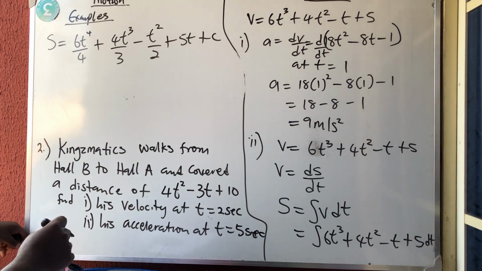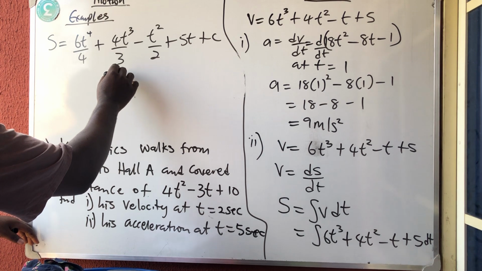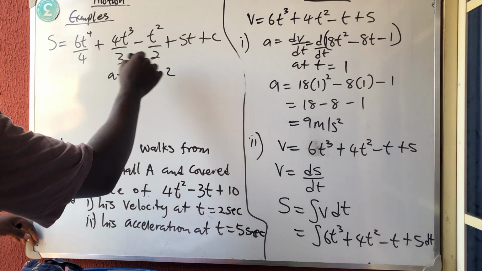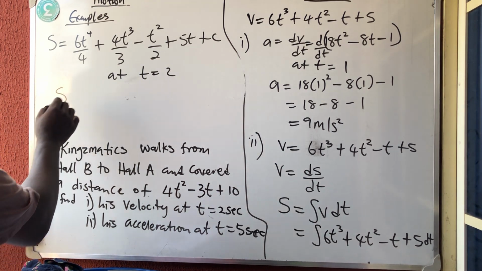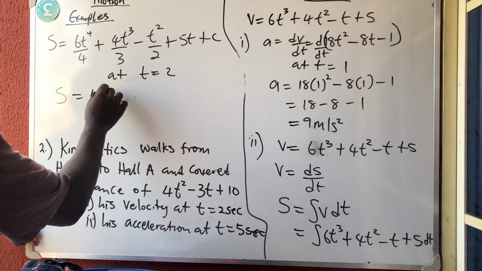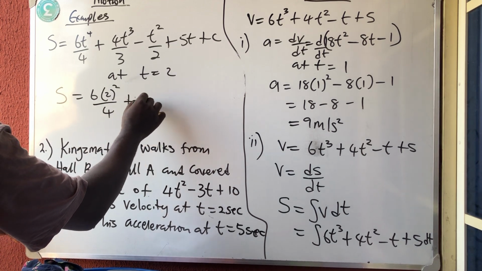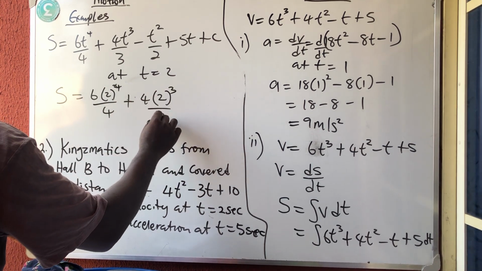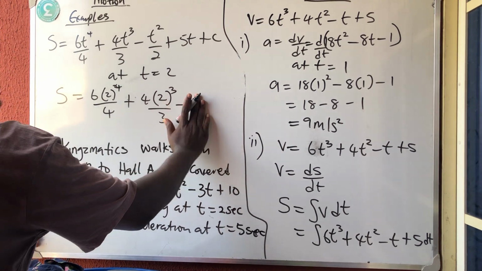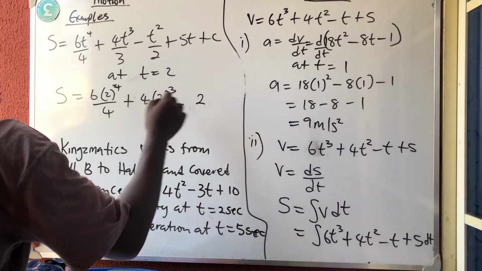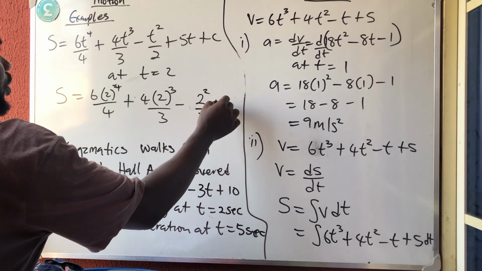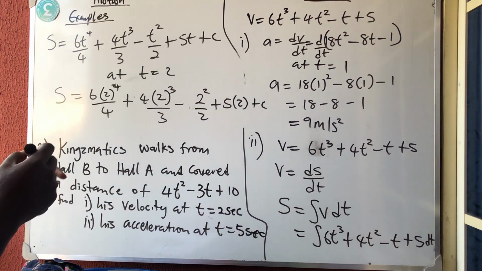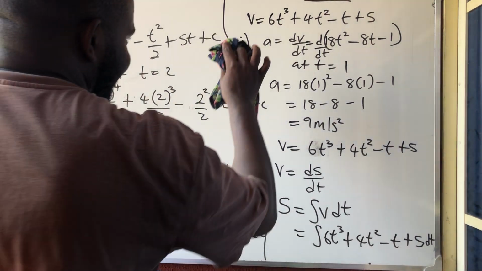At t equal to 2, the distance there is equal to 6 times 2 raised to power 4 over 4 plus 4 times 2 raised to power 3 over 3, minus 2 raised to power 2 over 2, plus 5 times 2, plus a constant. So just do it and get the result.